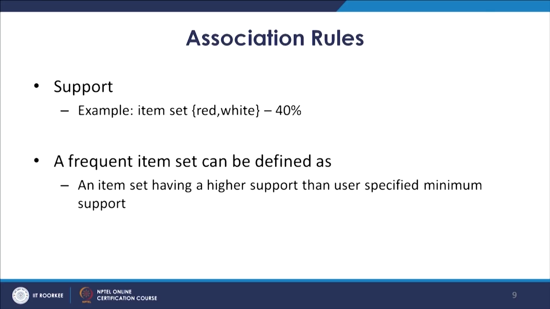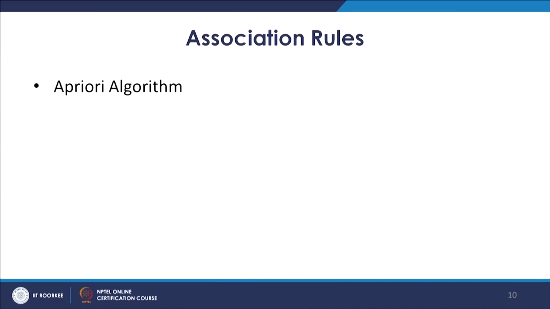Once we are able to identify the frequent item sets given the user specified minimum support level, our next step takes us to the discussion of the a priori algorithm, which is the key part of the rule generation process. So we will stop here, and in the next session we will discuss the a priori algorithm and the rule generation process. Thank you.